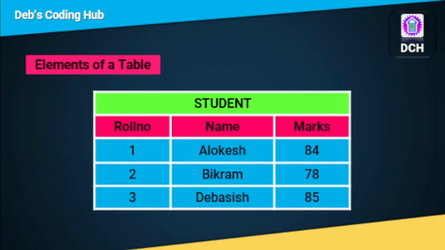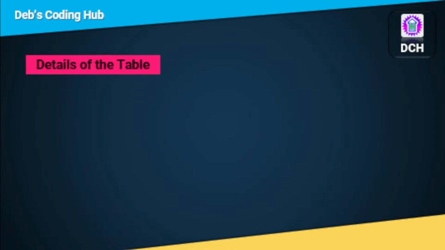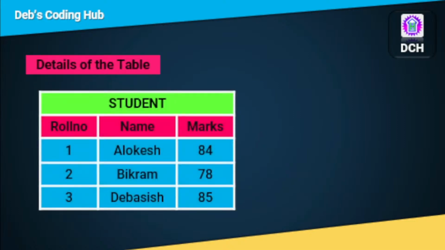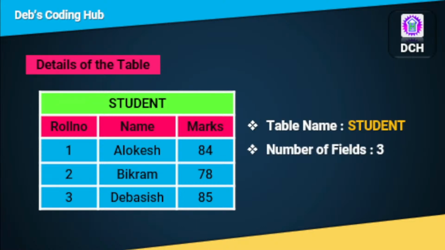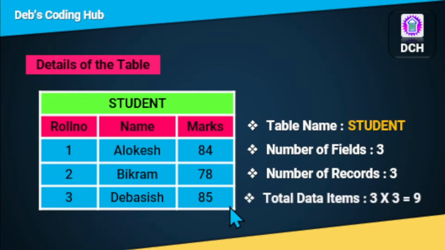Let us see more details of the table. Let us find the name of the table. The name of the table is student here. Number of fields is 3, because roll number, name and marks are the 3 fields. Number of records is 3: record 1, record 2, record 3. And total data items will be number of rows into number of columns. So we have 3 rows and 3 columns. So 3 into 3, it will be 9.